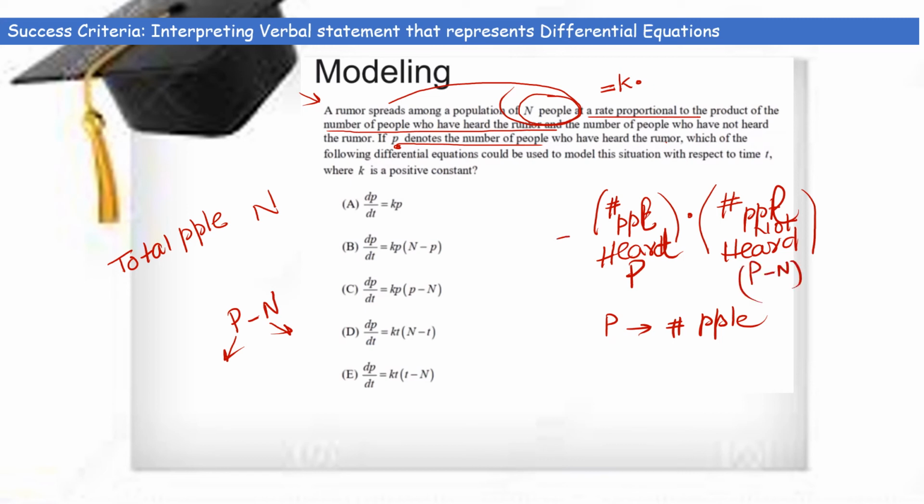You have to write the differential equation, and you can see in all the options it is dP over dt. So of course we will write dP over dt equals k, the constant of proportionality, times P times (n minus P). So this is option C.